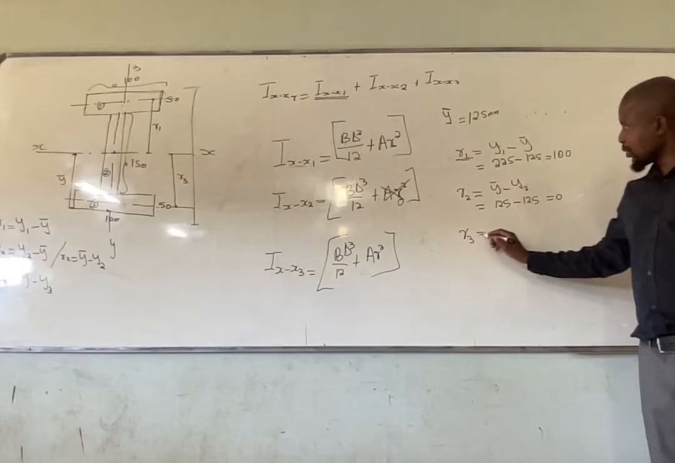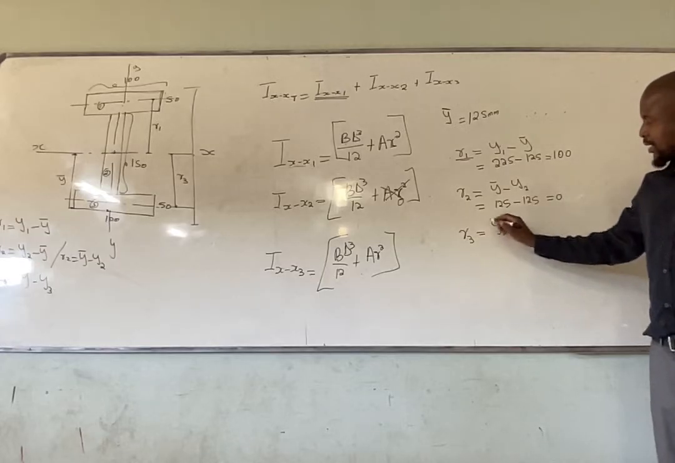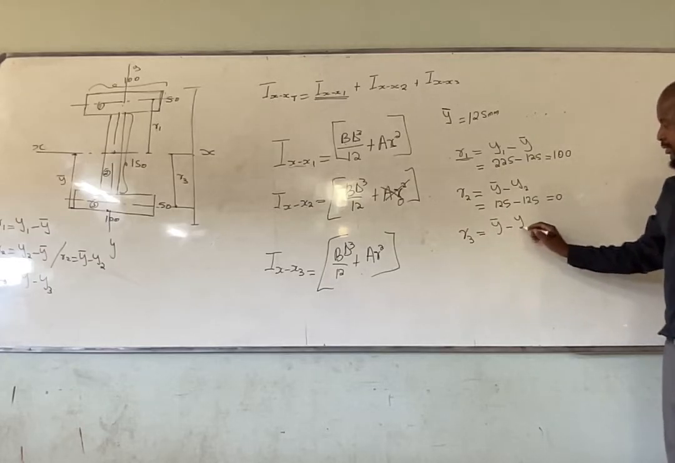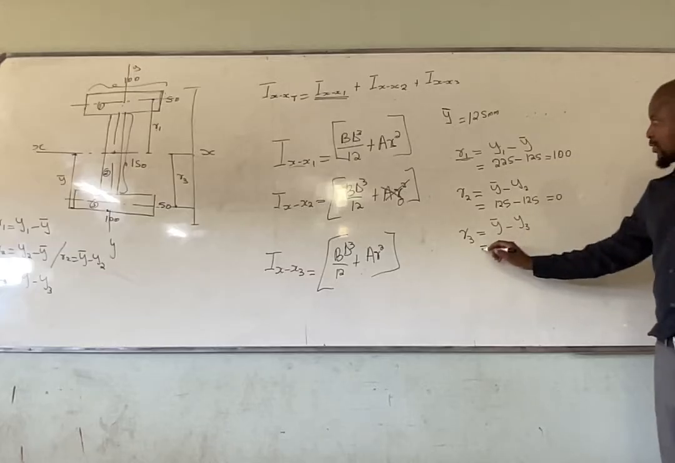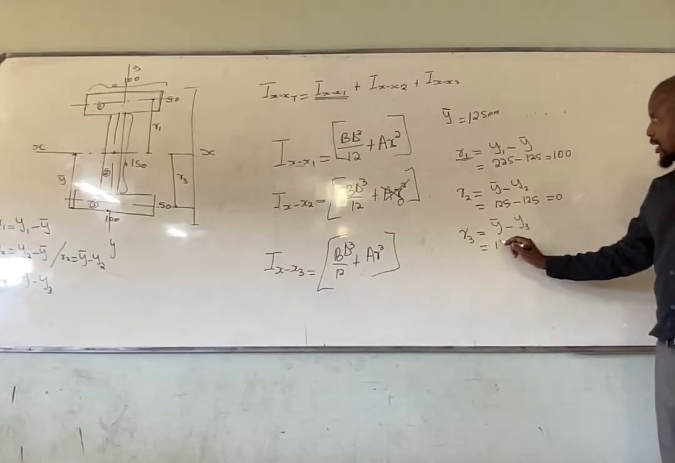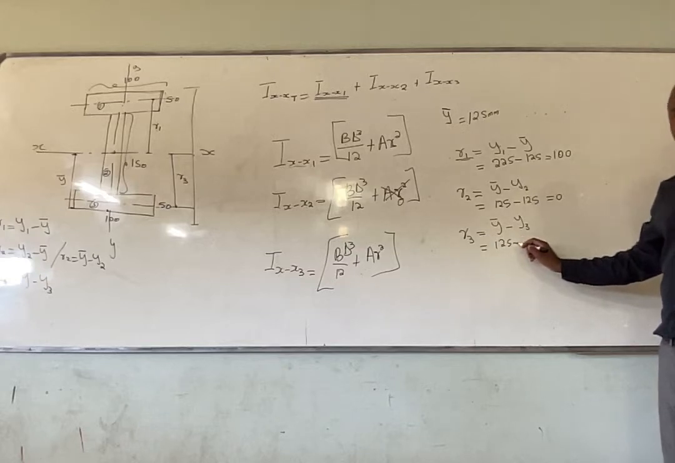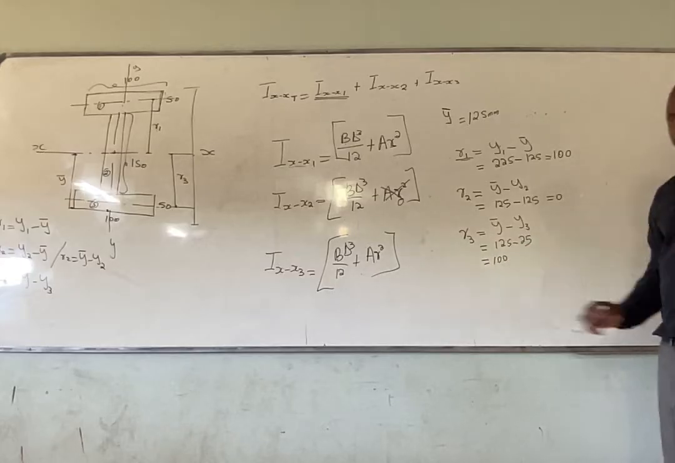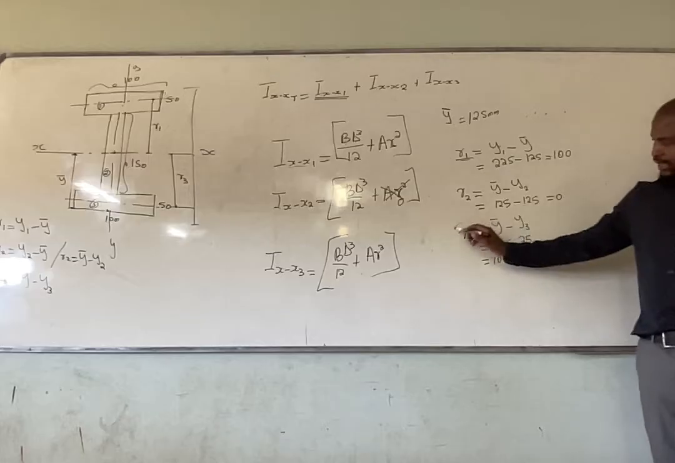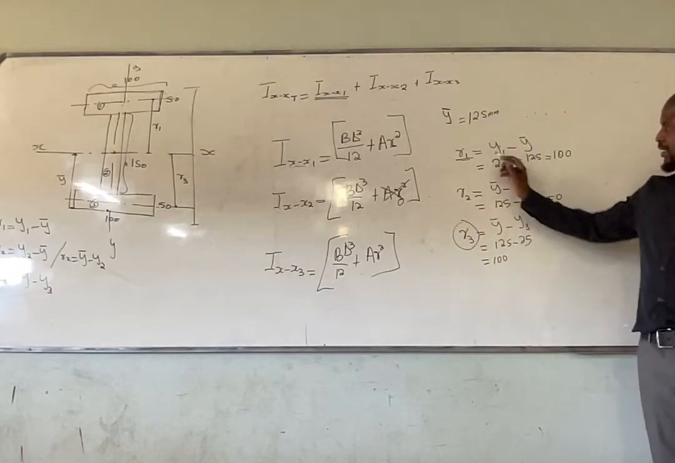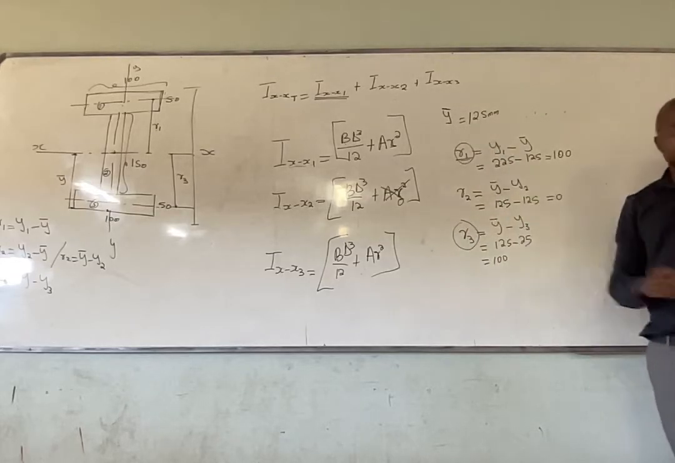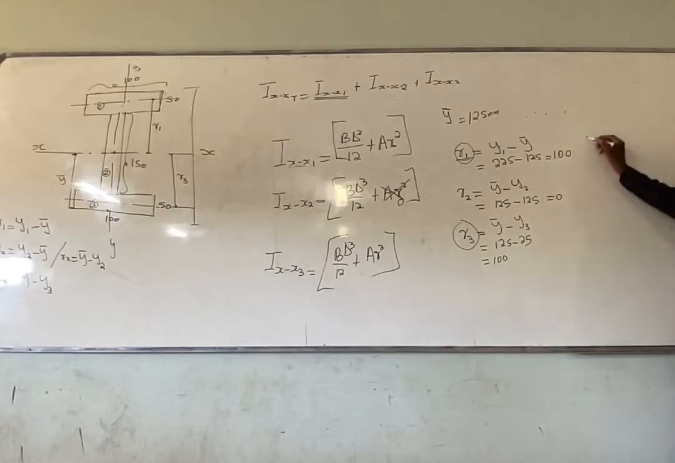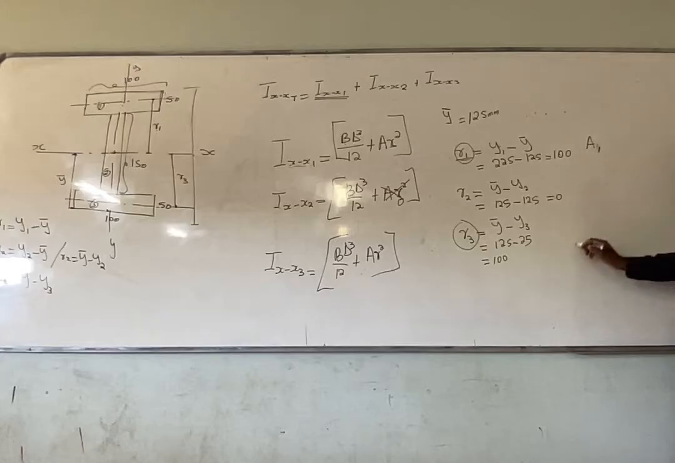So R3 will be y bar minus y3. And the y bar is 125 minus 25. And what do we get? 100. And if you check, R3 is the same as R1. Is that correct? Area 1 is the same as area 3.